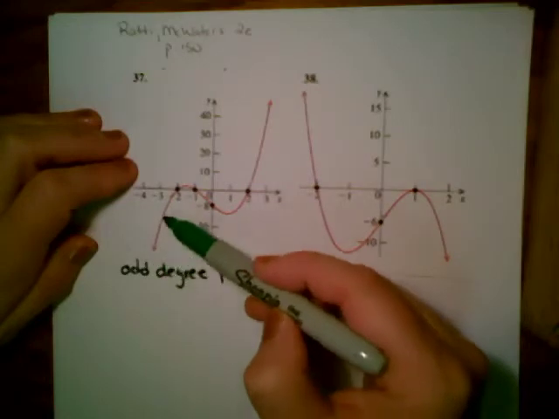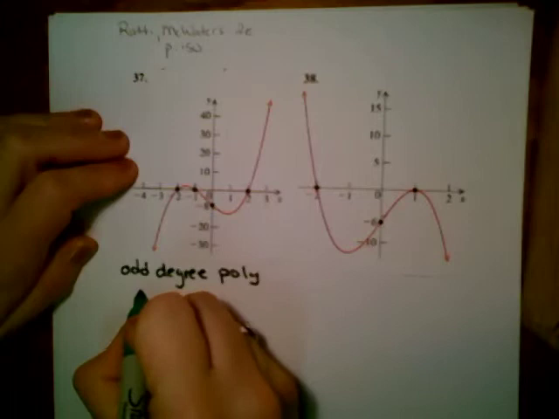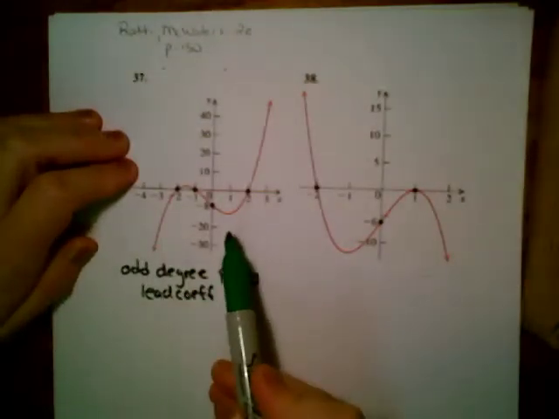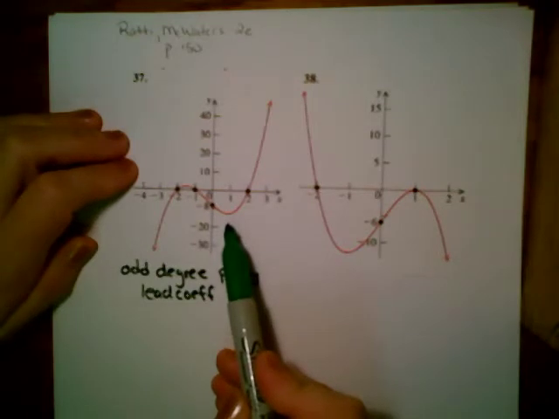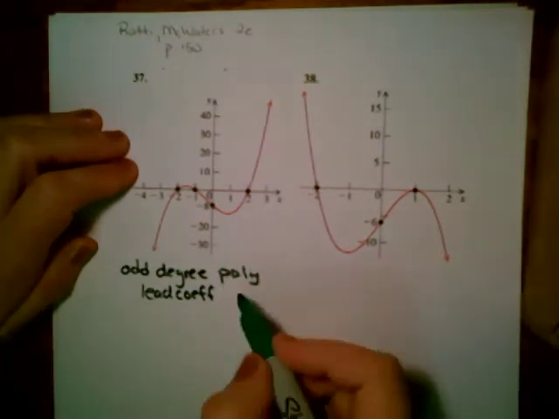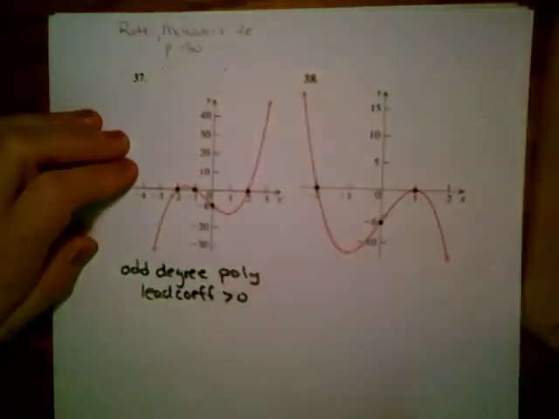And we've kind of gotten used to what the typical parent function behavior looks like. So it looks like the leading coefficient, well, I'll let you decide, is the sign of the leading coefficient going to be positive, or will the sign of the leading coefficient be negative? Okay, since the right arm is going up, it's going to be positive.